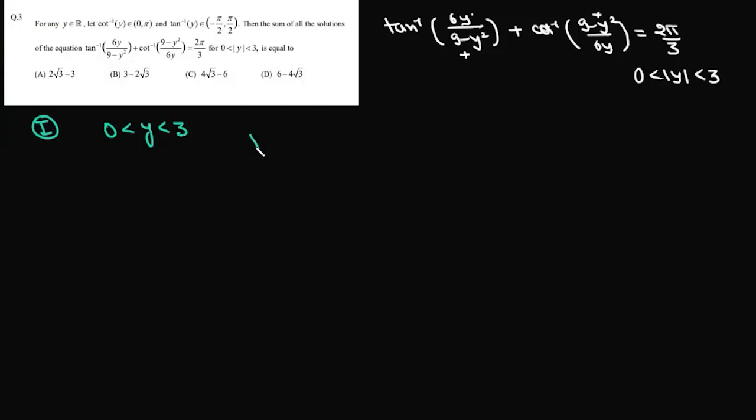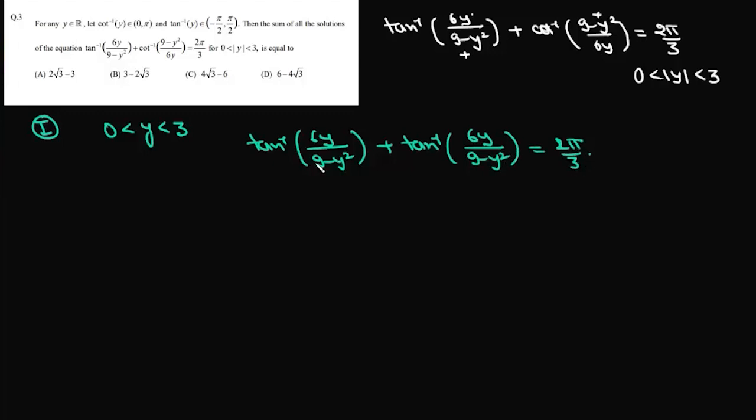Now this is tan inverse 6y upon 9 minus y square plus, since this is a positive number, it will be tan inverse 6y upon 9 minus y square, and that is equal to 2 pi by 3. Now we can also write this as 2 times tan inverse, and we'll divide everything by 9. So there will be 2y by 3 and 1 minus y by 3 whole square, and that is equal to 2 pi by 3.